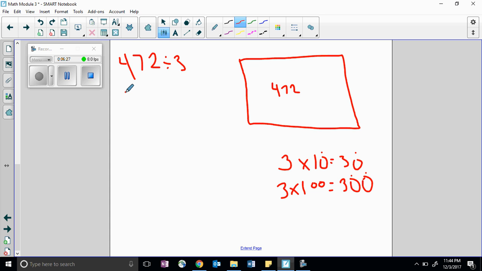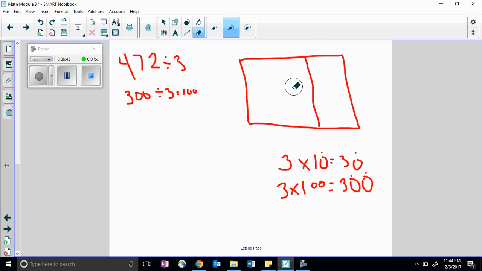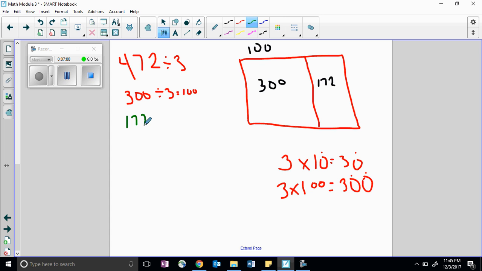So now I could subtract 300. 300 divided by 3 gives me 100. So right there, it's going to take off 300, and it does all the special effects, and it says, this is 300, this is 100, which means you have 172 left over. And you're like, okay, but Mrs. Kohler, that's all fine and dandy, but now I still have 172 divided by 3. What in the world do I do?